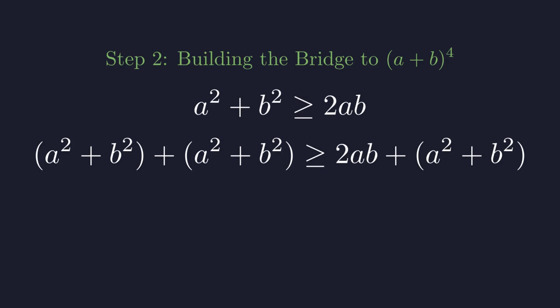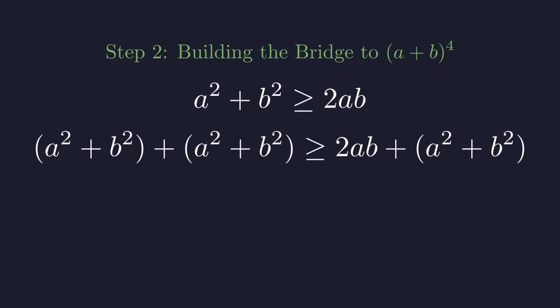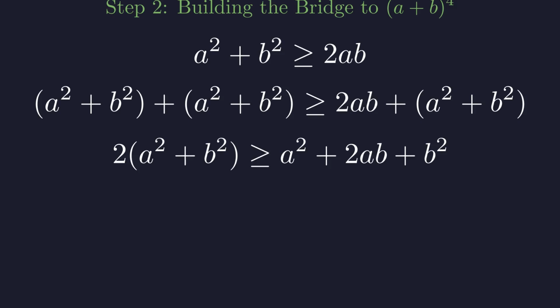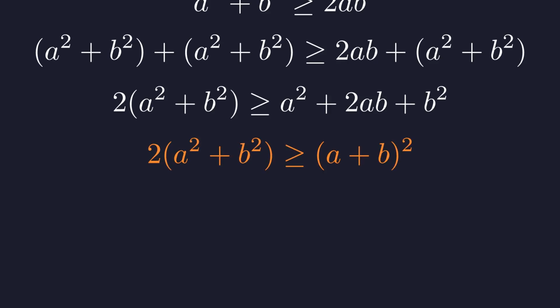Now, let's simplify and rearrange both sides. The left side is combined, and the right side is now ordered to reveal a very familiar pattern. Recognize this? It's the expansion of a plus b squared. This lets us relate the sum of squares to the square of the sum. This is our second key result, result B. It's a bridge connecting a sum of squares to the square of a sum. We will use this bridge twice.